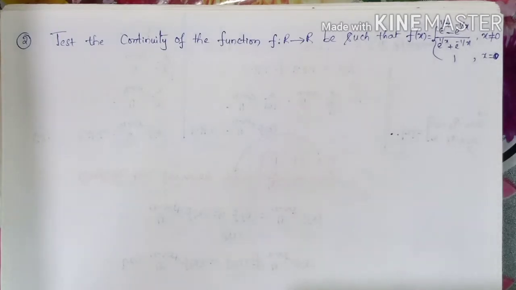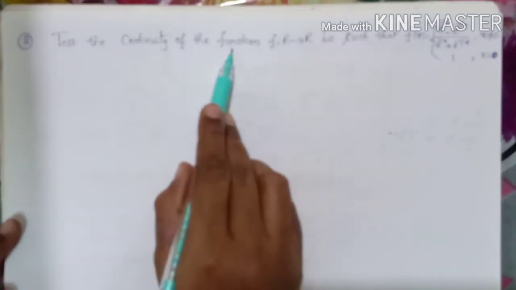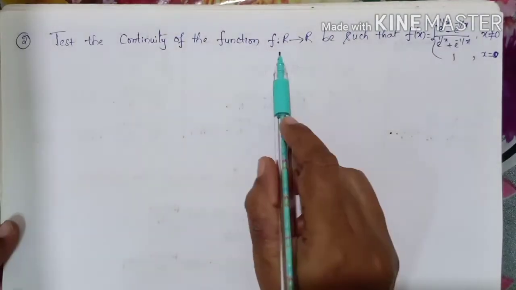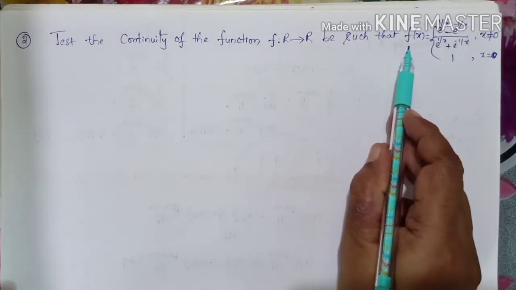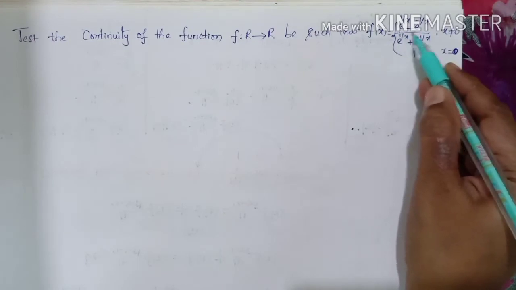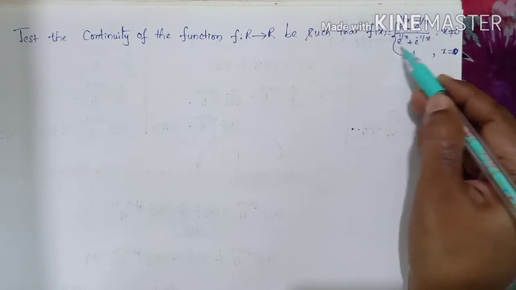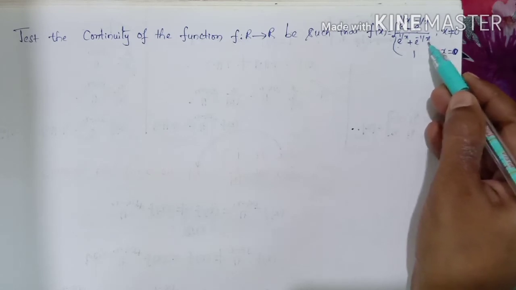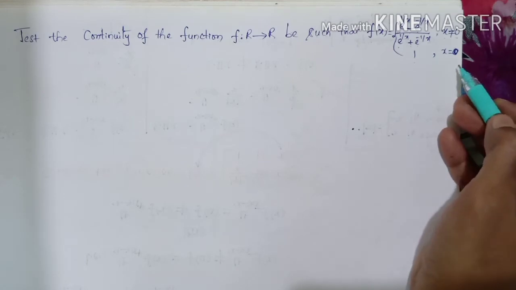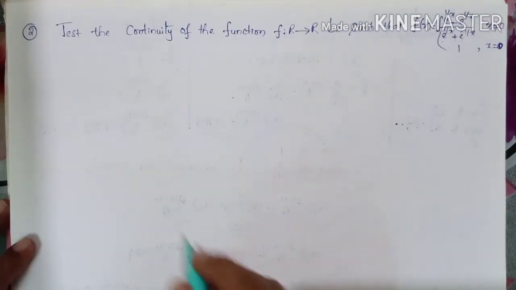Now we'll see one more problem in discontinuity of the first kind. Test the continuity of the function f from R to R such that f of x is equal to (e power 1 by x minus e power minus 1 by x) by (e power 1 by x plus e power minus 1 by x) if x is not equal to 0, and 1 if x is equal to 0. Very important problem for B.Sc. students. We'll see.